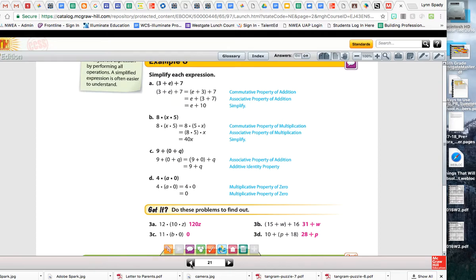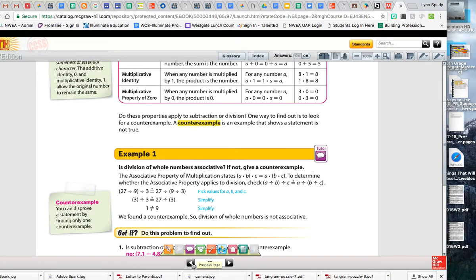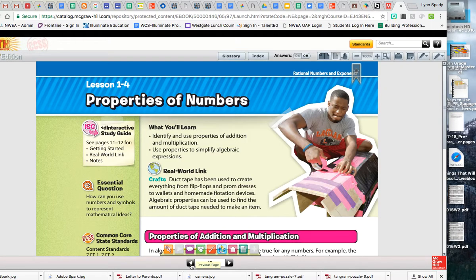Going to the textbook, we're looking at, again, lesson 1-4, and we're talking about properties of numbers. And properties of numbers are really important throughout all of your math courses. And I know that you've heard some of these words before, but we're going to hit them again in pre-algebra so that you can have one more exposure to them.